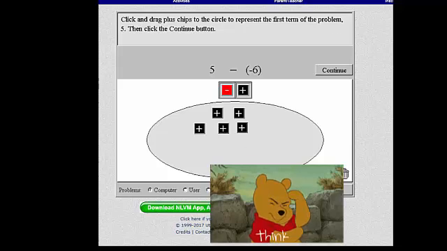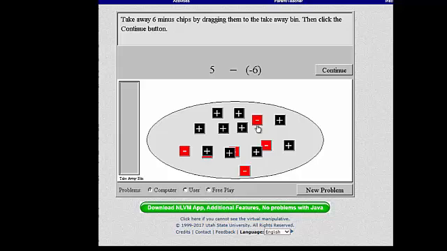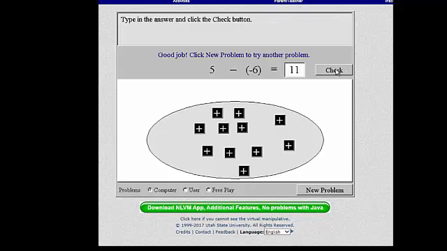It says click continue. Well, what we're going to do is add enough 1 plus 1 minus chips representing 0. I'm going to add 6 zeros so that in fact now I can take out 6 negative chips. 1, 2, 3, 4, 5, 6. And what am I left with? 11. Okay, let's check that. Yes.